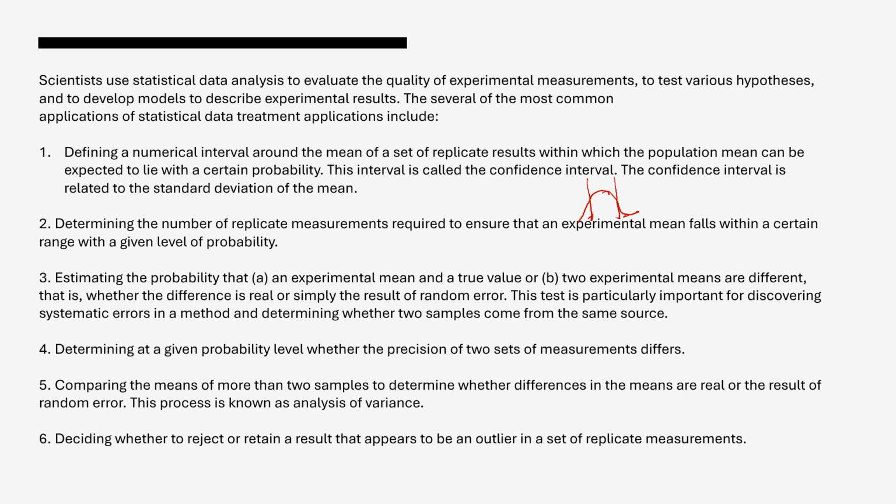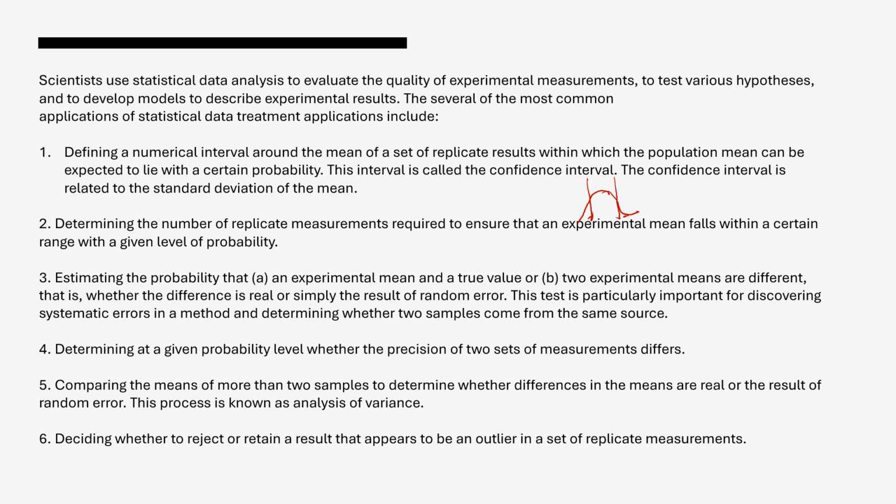So we will define the confidence interval in order for us to know what are the allowable data within our mean. And also, we will determine the number of replicate measurements to ensure the experimental mean falls within a certain range with a given level of probability. So it is not possible that we will conduct our study with only one measurement. It is best for us to have a conclusive result.